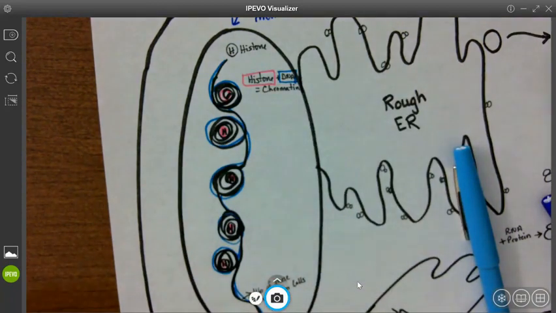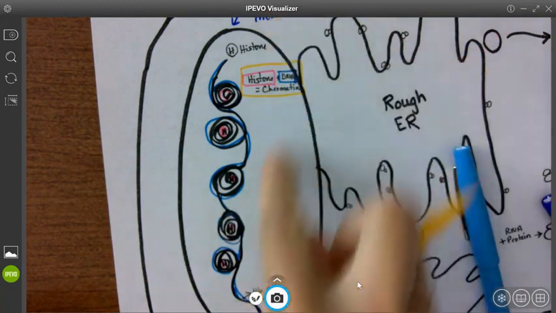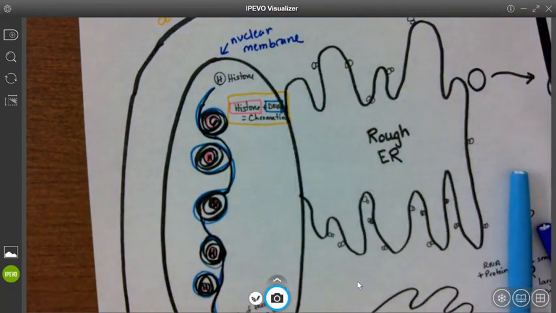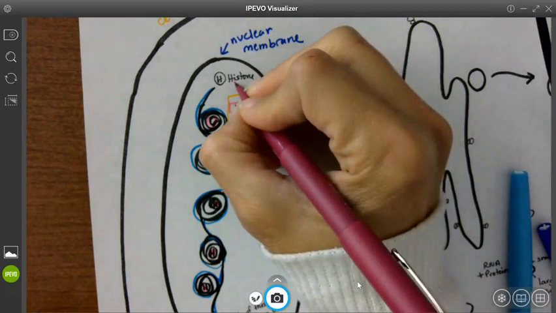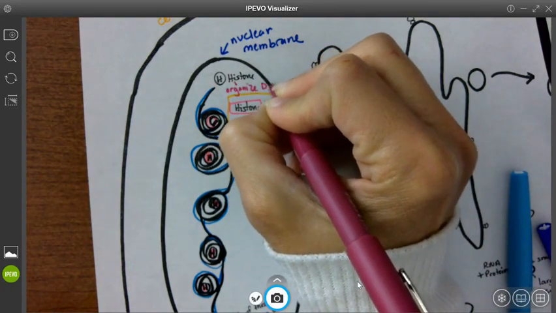Together, the DNA and the histone proteins are called chromatin. So chromatin is found inside the nuclear membrane in animal cells and in eukaryotic organisms in general. As I said before, the histone proteins help organize the DNA.